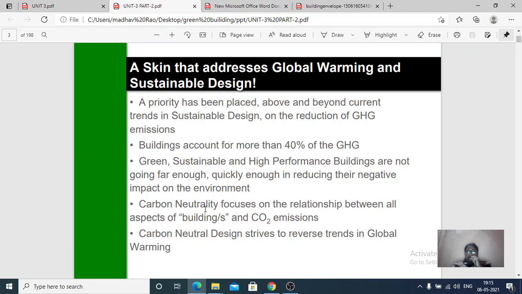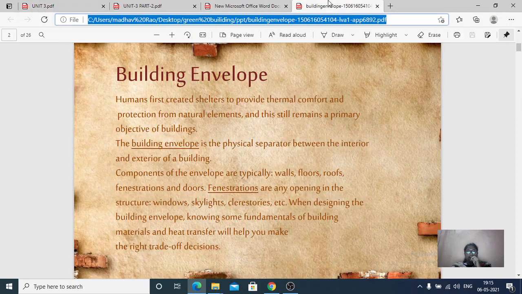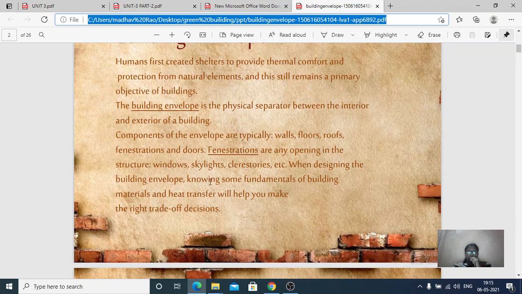Before that, first we will be studying what actually a building envelope is. Humans first created shelters to provide thermal comfort and protection from the natural elements, and this still remains a primary object of buildings. The building envelope is a physical separator between the interior and exterior of the building.